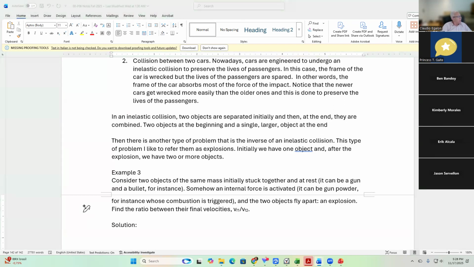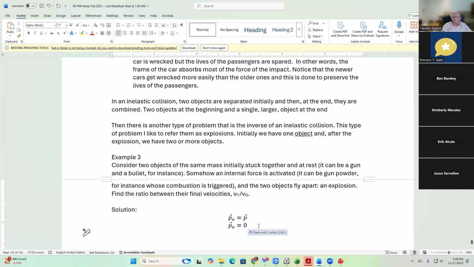Solution. Initial momentum is equal to final momentum, but the initial momentum must be 0 because they are both at rest, right? If the initial momentum is 0, the final momentum must be 0 as well.